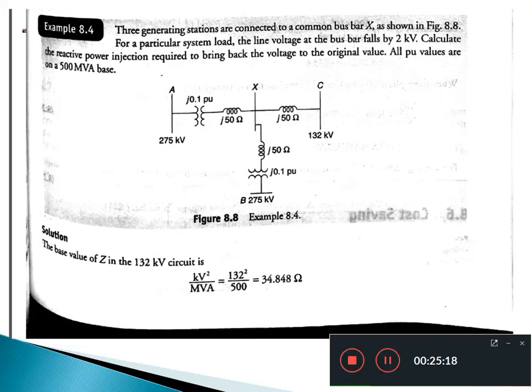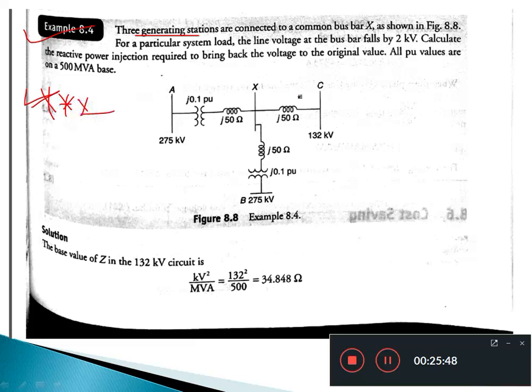So let us discuss one more problem. Three generating stations are connected to a common bus bar X. For a particular system load, the line voltage at the bus bar falls by 2 kV. Calculate the reactive power injection required to bring the voltage back to the original value. All per unit values are on a 500 MVA base. This is one more examination problem which appeared in the question paper.